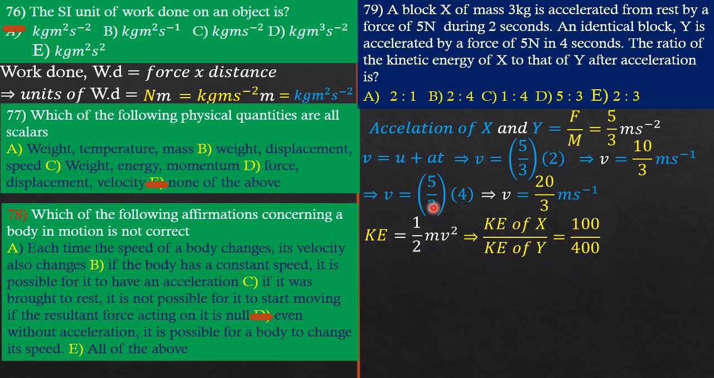Friends, keep in mind that 1/2 is a constant, right? Half is a constant. M, which is a mass, is also a constant. Since the two blocks are identical, they have the same mass, so they are going to cancel off. All we need to do now is to square their velocities. If we square the velocity of x, it is 10/3, right? And since they both have a denominator of 3, when you square and divide, the nines are going to cancel. So we are going to have the square of 10, which is 100, over the square of 20, which is simply 400. When we cancel, guys, we are going to have 1/4, which is simply going to be the ratio 1:4.